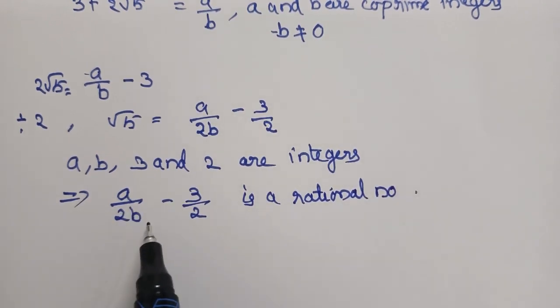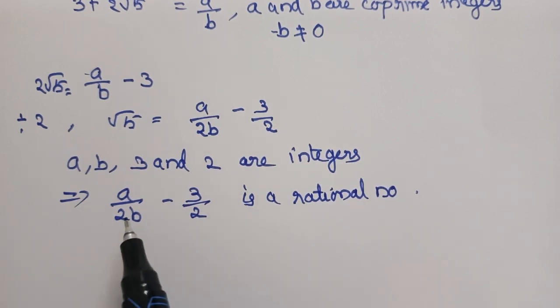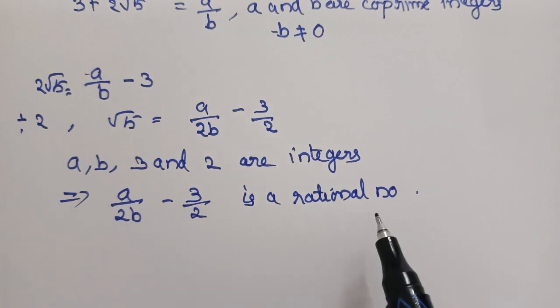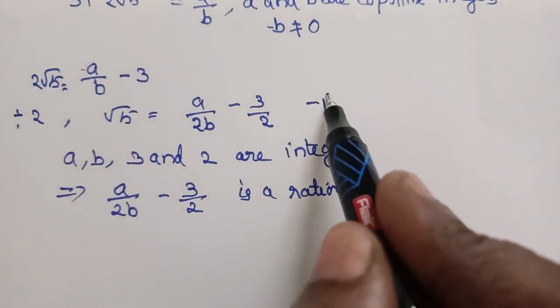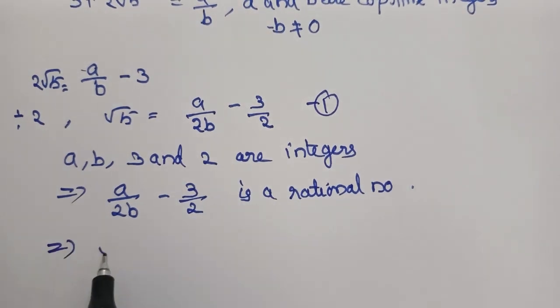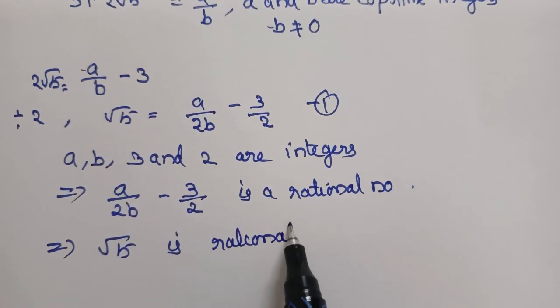Because a by 2b is a rational number, 3 by 2 is also a rational number. Difference of rational numbers is a rational number. Hence, we get a by 2b minus 3 by 2 is a rational number. Therefore, from 1, we get root 5 is also a rational number.